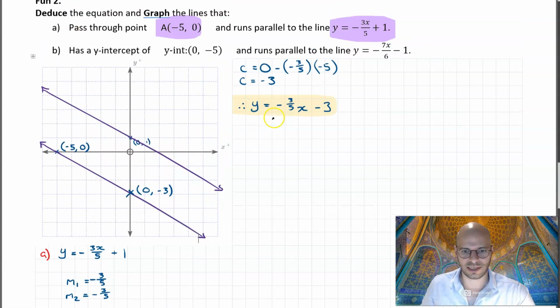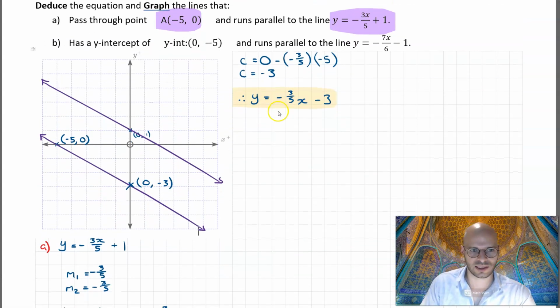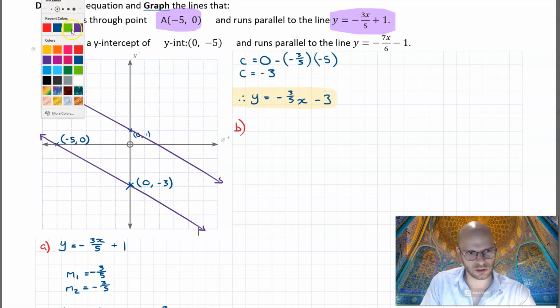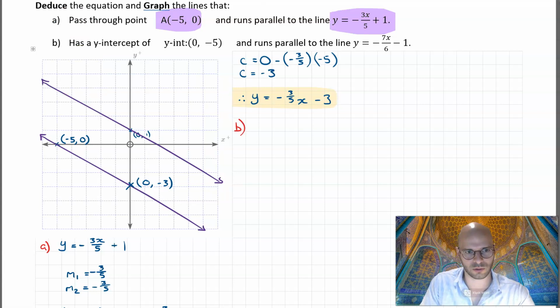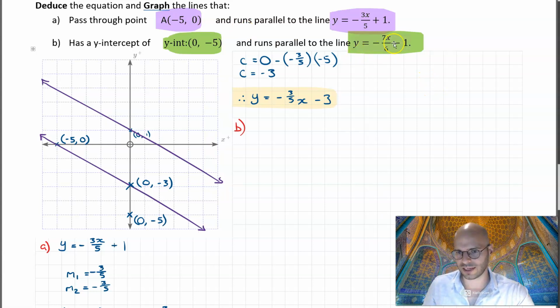Alright, so that's A. Now let's set our sights on B. For B, we're dealing with the equation y equals negative 7x over 6 minus 1, and it cuts through this point over here. So let's start off by plotting the point (0, -5), and then we will graph the line y equals negative 7x over 6 minus 1.